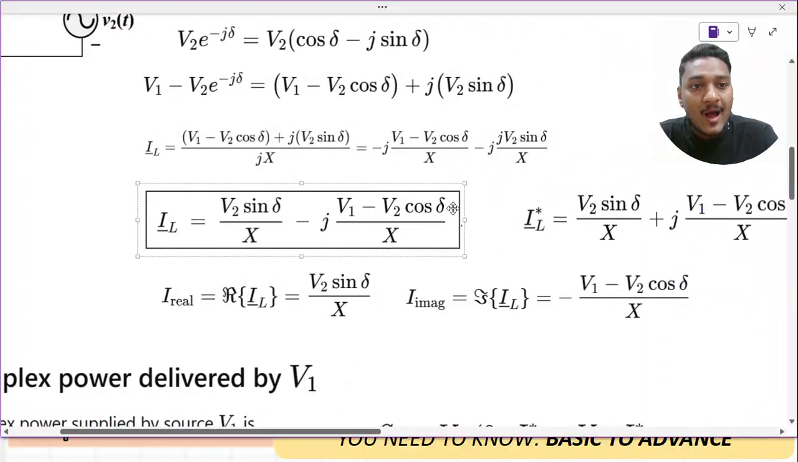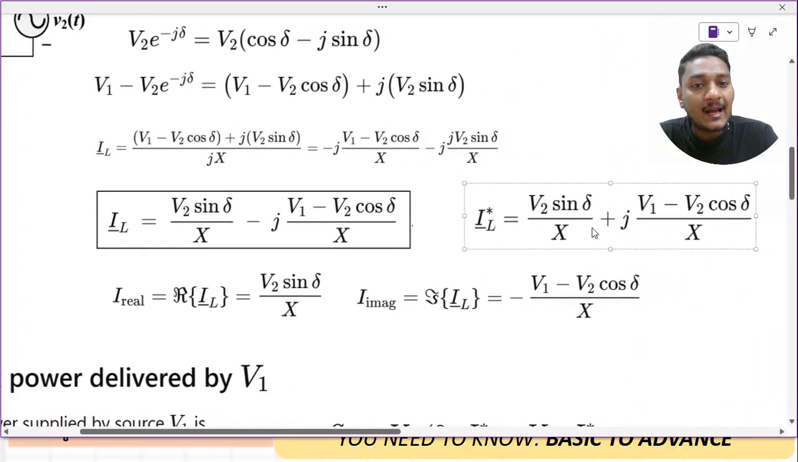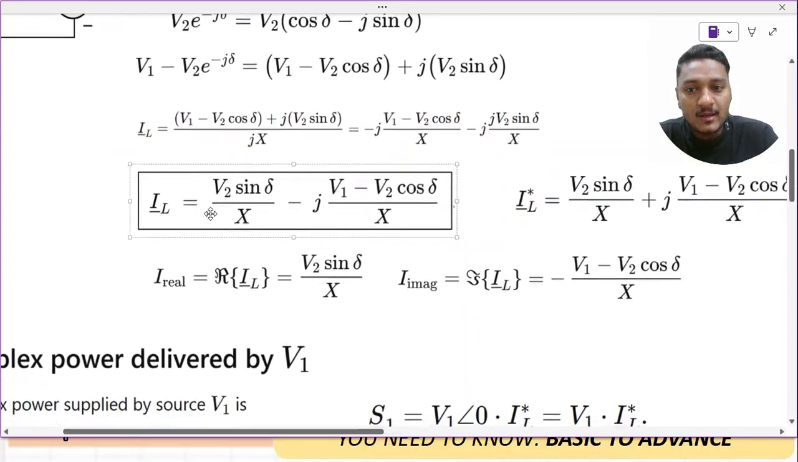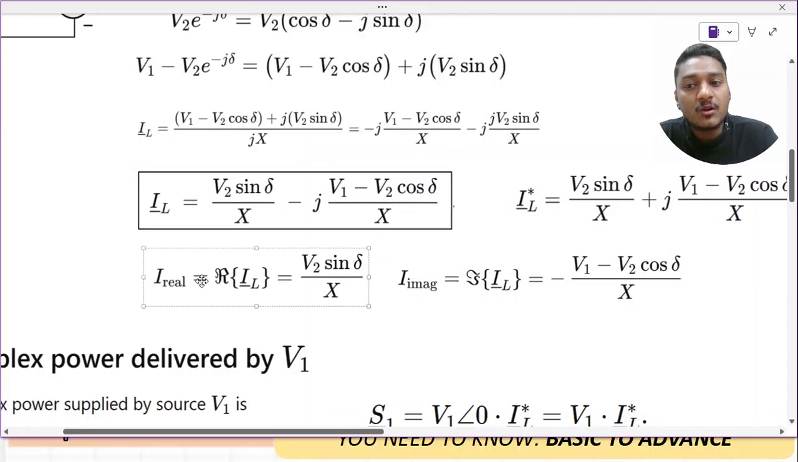Now I have IL. If I want to calculate the IL conjugate, how will I calculate it? Just change the sign of the minus j. This is a very fundamental thing. Now, can I get the real component of IL and the imaginary component of IL? Yes. The term without j is my real component, and the term which includes j is my imaginary component. So I got the I real and I imaginary.